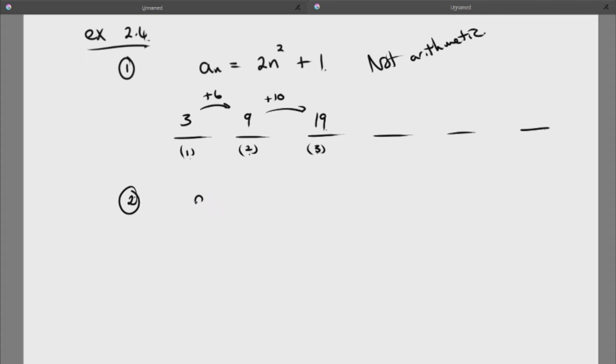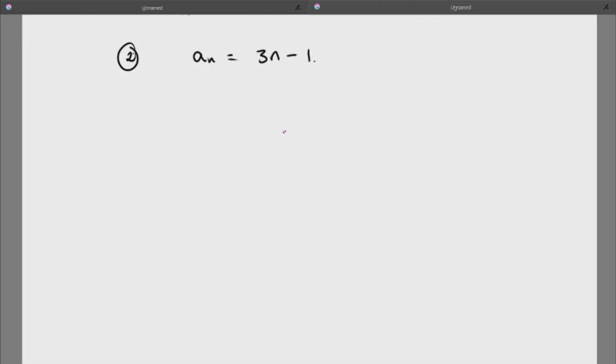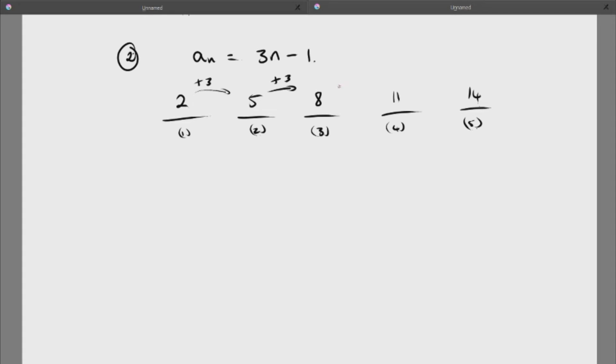Number 2. a n is 3n minus 1. Now, that does not look like the one I memorized. That doesn't necessarily mean anything. I could make my sequence still an explicit formula and see how the jumps behave. First term, plug in a 1, I get a 2. Second term, 5, and then 8, plugging in a 3, getting an 8, plugging in a 4, getting an 11, plugging in a 5, getting a 14. And then I see, well, the jumps in this case are all the same. So whether the formula looked exactly the way I memorized it or not, this is an arithmetic sequence.